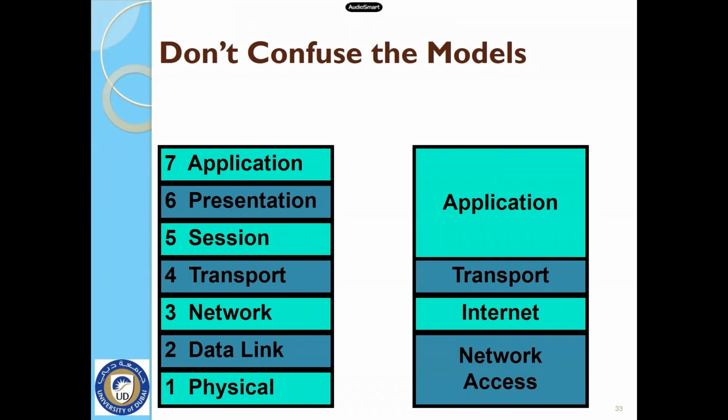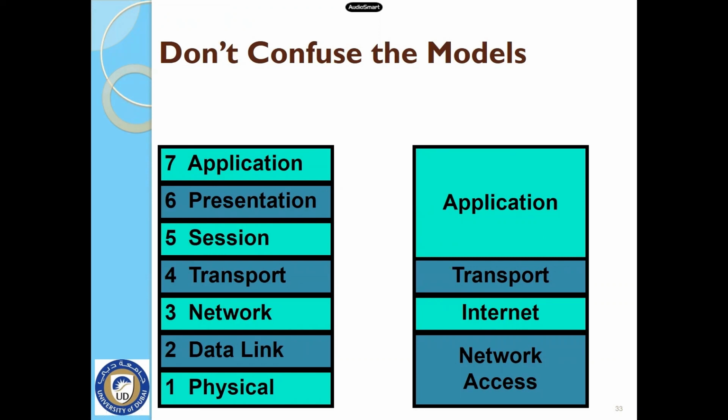Okay, so we have two models. The one here on the left is the OSI model. The one on the right is the TCP/IP model. Now, in terms of memorization, it's easy to decide that TCP/IP is easier to understand. It has only 4 layers.